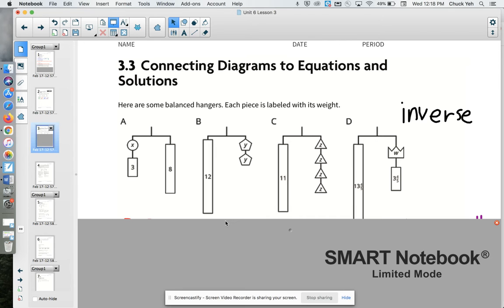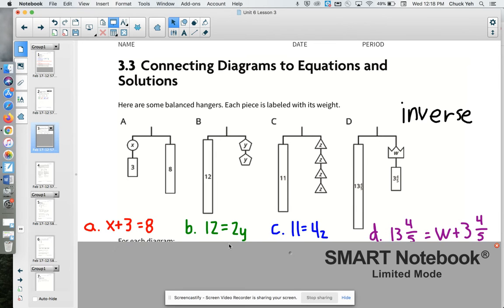So how did you do? If that's what you had? X plus 3 equals 8. 12 equals 2y. C equals 11. C is 11 equals 4z. And D is 13 4/5 equals W plus 3 and 4/5. All right.